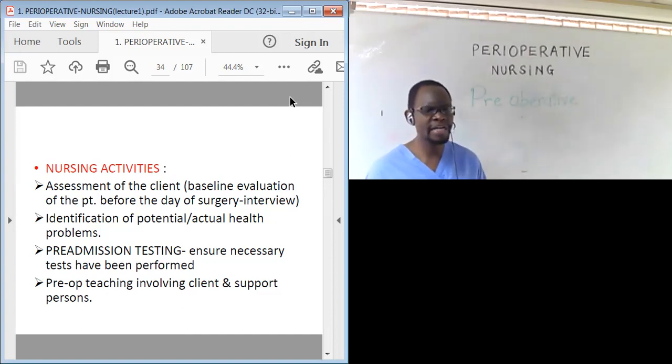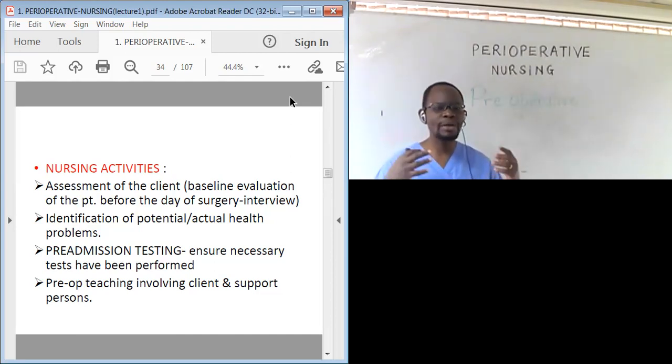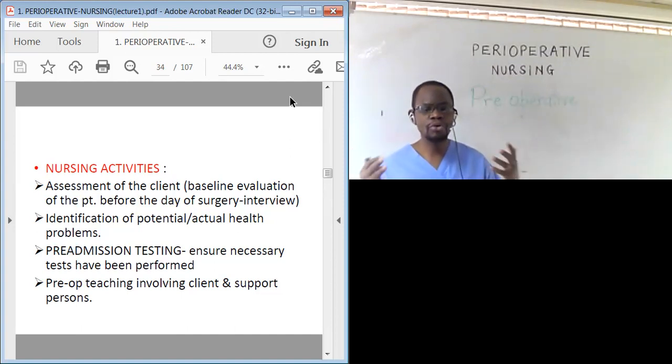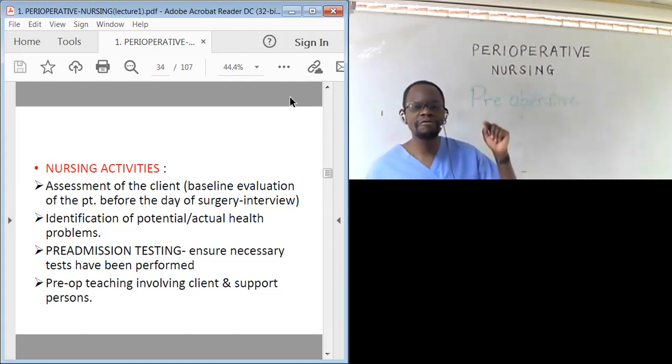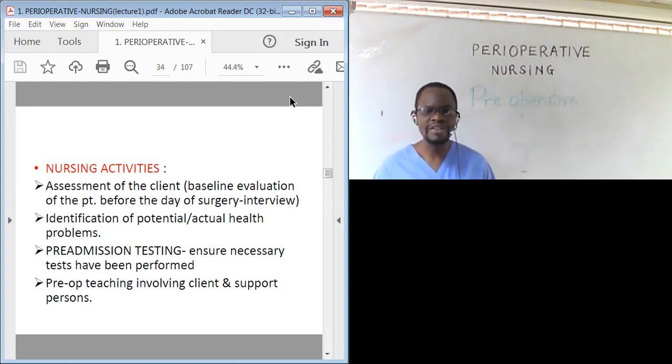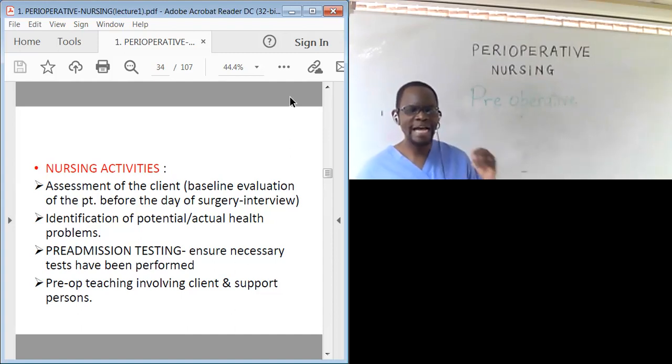And then preoperative teaching, involving the client and support person. We are going to look at preoperative teaching, and in here you look at what are some of the things that the patient needs clarification on as far as their surgery is concerned. Remember, it is the role of a surgeon to carry out informed consent, and to make sure that this patient signs for a procedure that they are well acquainted with, because the surgeon has explained.